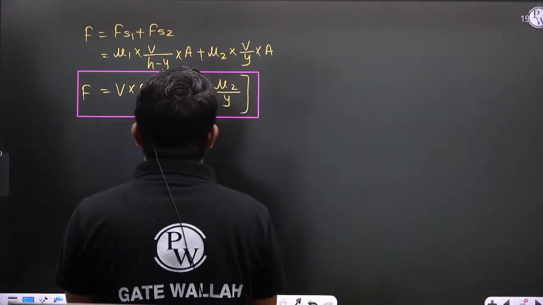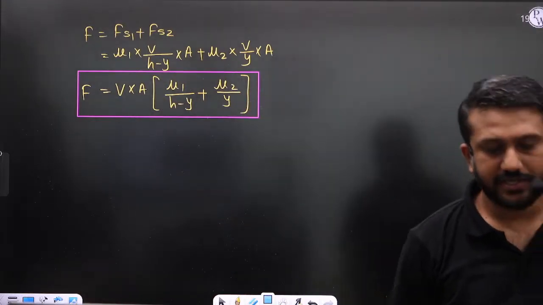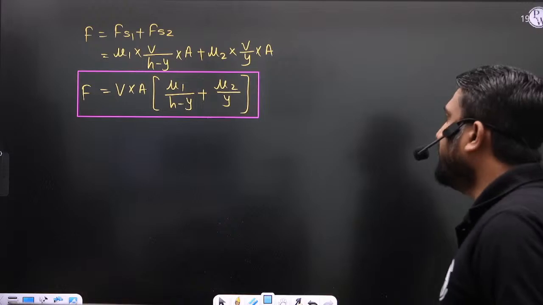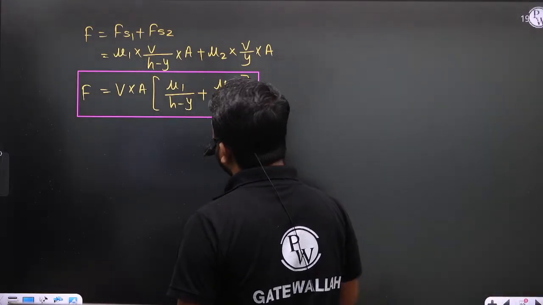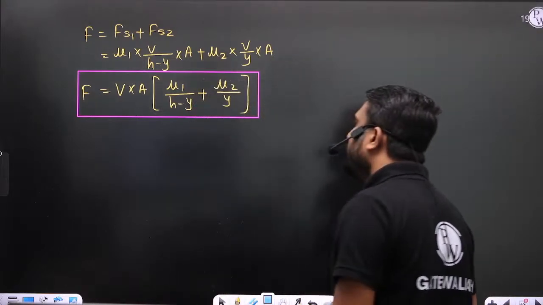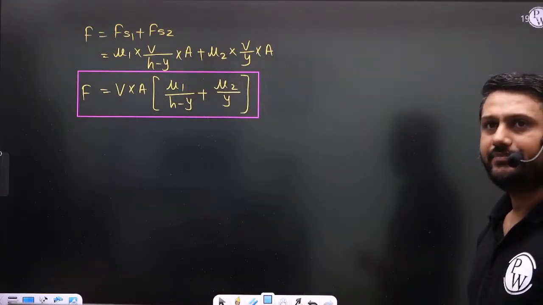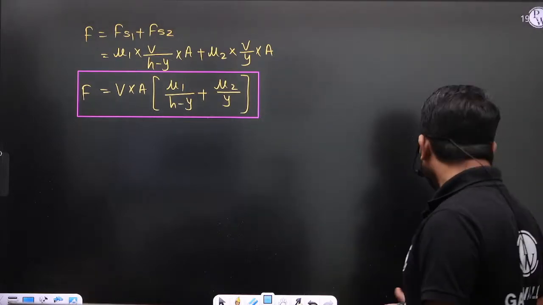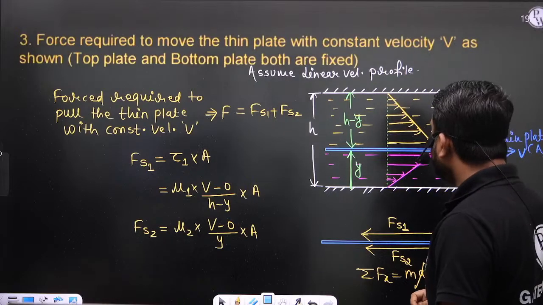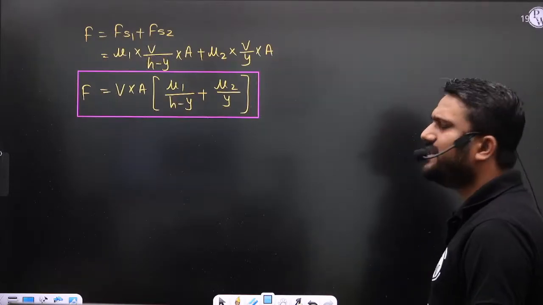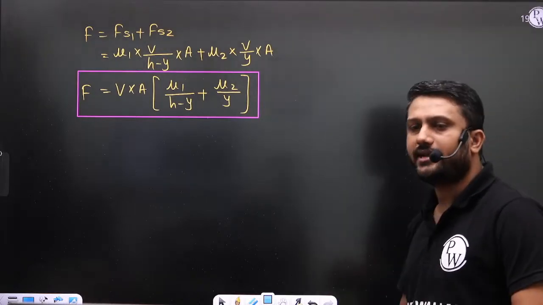Okay. Now see, if you look at this mathematical expression, it is very clear that F is a function of y. V is the velocity of the thin plate, which is constant. A is the plate area, which is also constant. Mu 1 is the viscosity of fluid number 1. Mu 2 is the viscosity of fluid number 2. These are constant. H is also constant, the total gap between the top plate and the bottom plate.